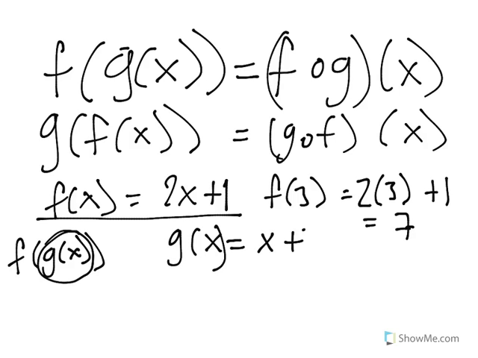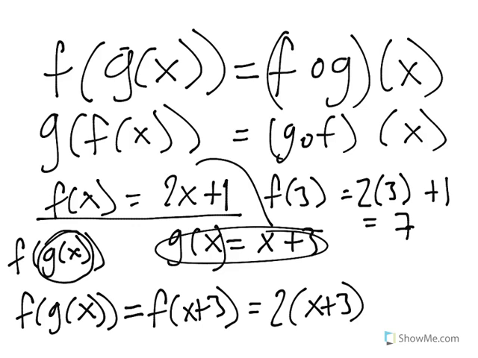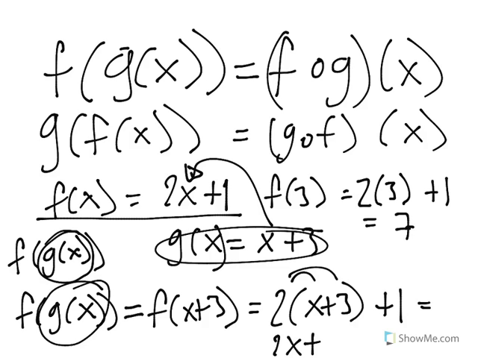equals x plus 3. So what you do is f of g of x equals f of x plus 3, because that's g of x. And you put x plus 3 in for x, because g of x is on the inside. So 2 times x plus 3 plus 1. And then you can simplify that. So you've got 2x plus 6 plus 1 equals 2x plus 7.